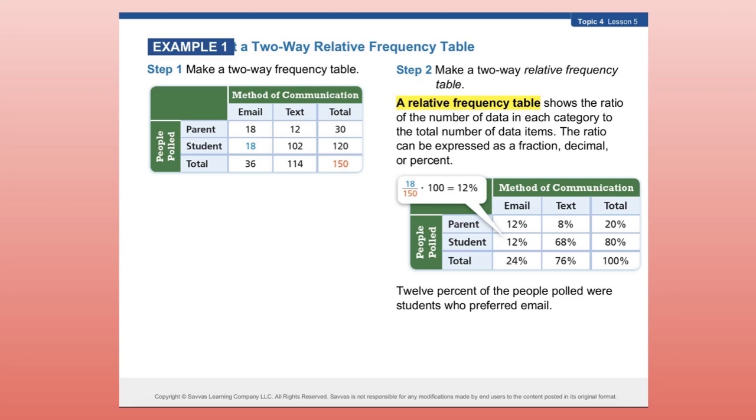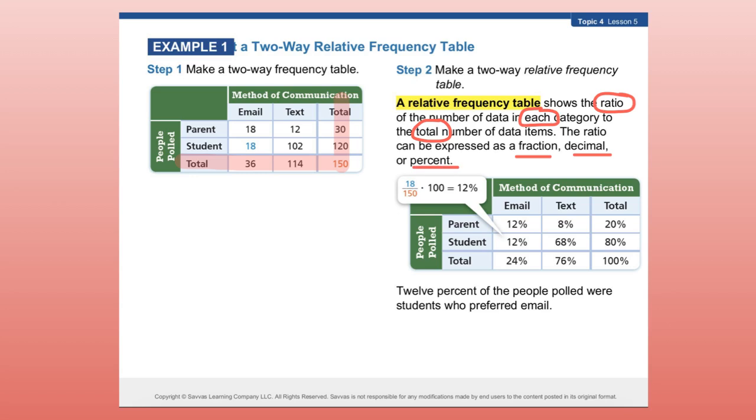You are going to notice that Caden's data is now in a two-way frequency table. All they've added is a total row and a total column. So we are going to go one step further on this, and we're going to make a relative frequency table that shows the ratio of the number of data in each category to the total number. And you can write that as a fraction, a decimal, or a percent. So let's see how this is working.